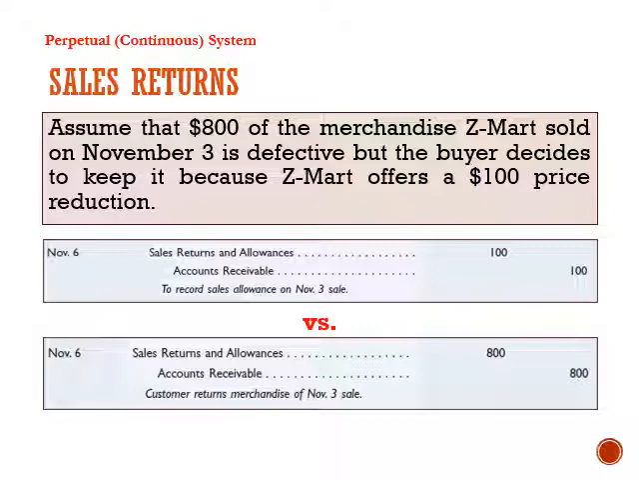In this example, Zmart uses one account to record sales return and sales allowance. If you choose to have separate accounts for discount and allowance, then you will have to debit the sales allowance account. Regardless, we still need to reduce the accounts receivable by the allowance. Also, we do not need to reduce the amount in cost of goods sold, since the goods are not returned to us, but instead are kept by the customer.